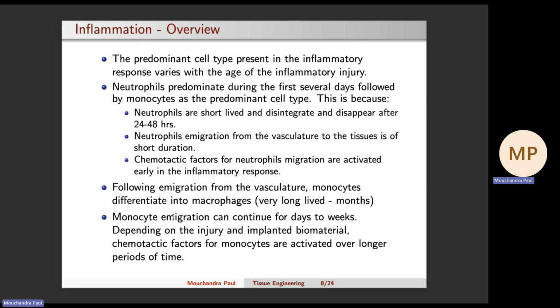Now, the migration of the monocytes will continue for days to weeks. And as it is happening, more and more macrophages are getting formed. But the injury and the implant will determine the concentration of the chemotactic factors that are released for the monocytes to migrate, as well as facilitate their further differentiation into macrophages.